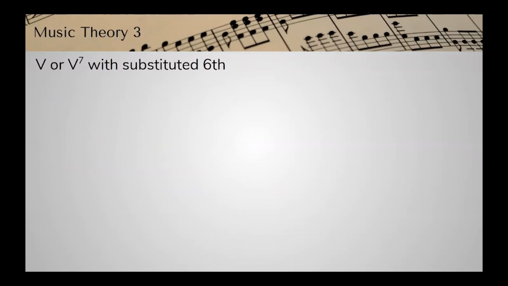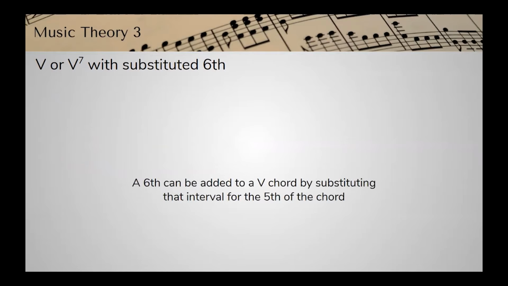So we'll start with this 5 or 5-7 with a substituted 6. And it's basically exactly what it sounds like. A 6 can be added to a 5 chord by substituting that interval for the 5th of the chord. Because the 5th doesn't do a lot to really define the chord, we can often leave it out in our 4-part textures. We can add a little bit more color to a 5 chord in particular by switching that 5th out for a note that is a 6th above the bass.